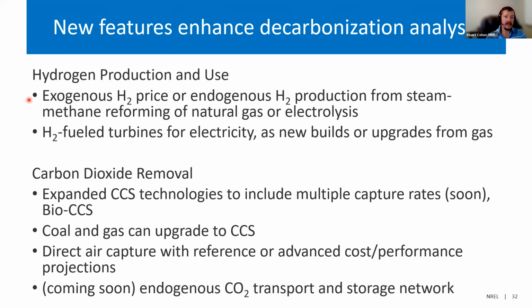And we can represent this in a couple ways. The simplest way is to have an exogenous hydrogen price. In that case, you're not accounting for investments in hydrogen producing technologies and how that might affect the hydrogen price. But we do now have the ability to represent those production technologies endogenously. And so you could be building steam methane reforming or electrolysis alongside the generation technologies that use that hydrogen. And then effectively the fuel price for hydrogen is based on which of these producing technologies you're building, and certainly the cost assumptions for those technologies. So that's another thing you could do sensitivities around.